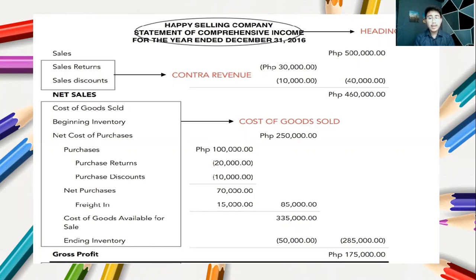To get the ending inventory, we have 50,000 pesos. Then we will have a total amount of 285,000 pesos. So para makuha natin yung gross profit natin, we just need to deduct the cost of goods sold from the net sales, and we will have a gross profit now worth 175,000 pesos.